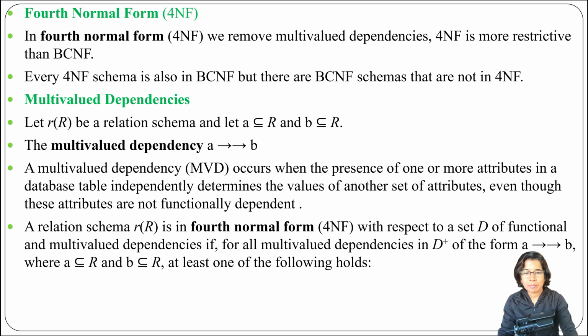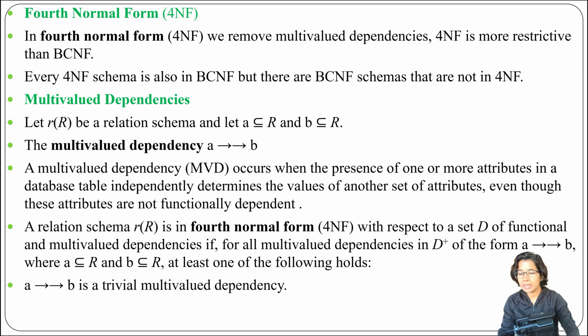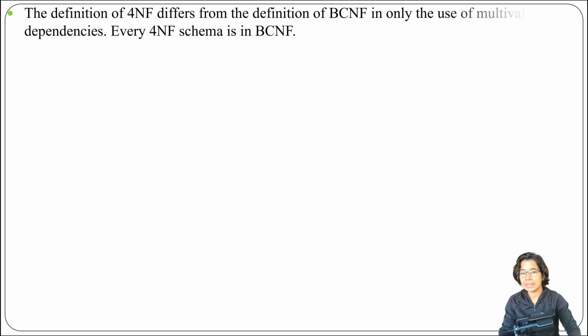A relation schema is in 4NF if it holds any one of these: there is a trivial multi-valued dependency, like A implies B is a trivial multi-valued dependency, or A is a super key for R. The definition of 4NF and BCNF are similar except for the multi-valued dependency. So we can say every 4NF schema is also in BCNF.